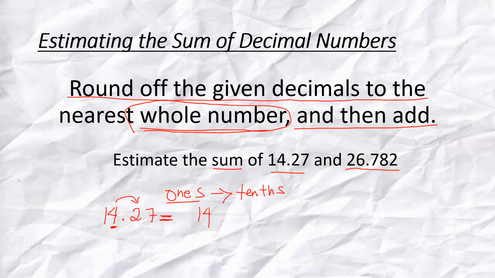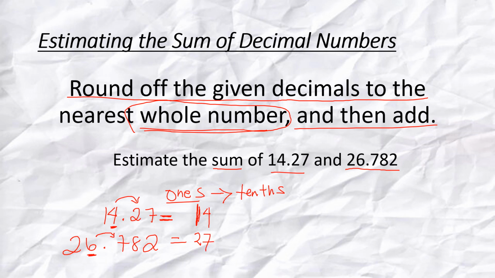So we do not need to put the zeros after your whole number. So just simply write 14. How about 26.782? So the digit on the ones place is 6. This is the number that we will round off, and the number beside it to its right is 7. So since it is 7, we need to round up. When we round up, we need to add 1 to the digit that we are rounding off. So in this case, this is 6, so plus 1, it will become 7. So the estimated value of 26.782 is 27.